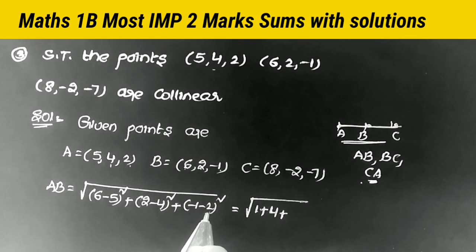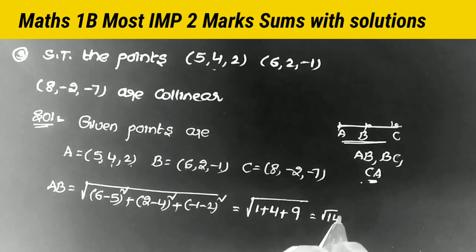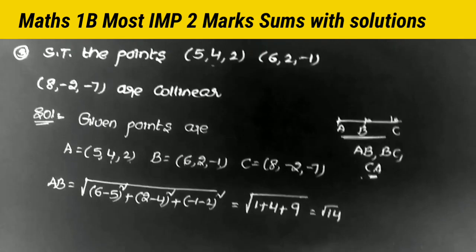Minus 1, minus 2, minus 3. Minus 3 whole square is equal to 9. Therefore, the distance value is equal to root 14.